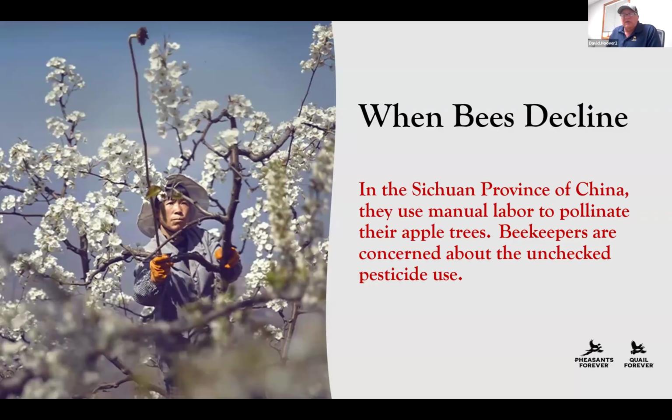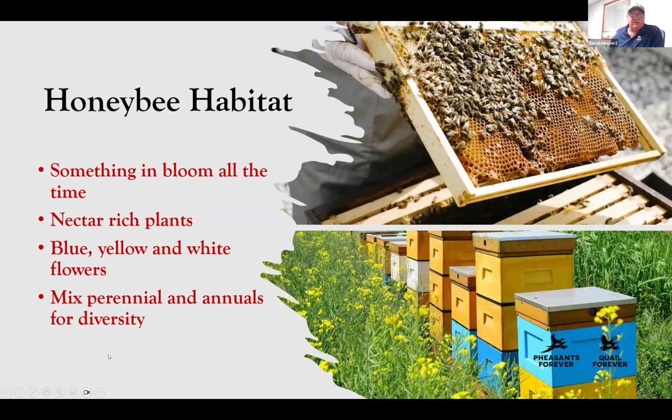And if you want an example of how important, in the Sichuan province in China, these bees have declined, both their native bees and the honeybees, to the point where they have to use manual labor to get reliable pollination of their apple trees. And pesticides is what they attributed their issues there to. So just some common themes there.